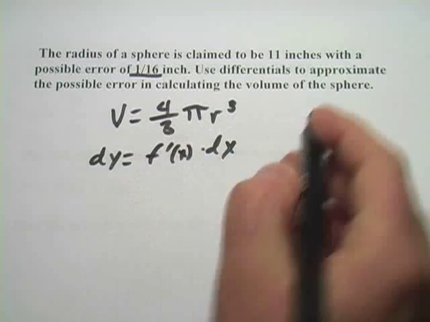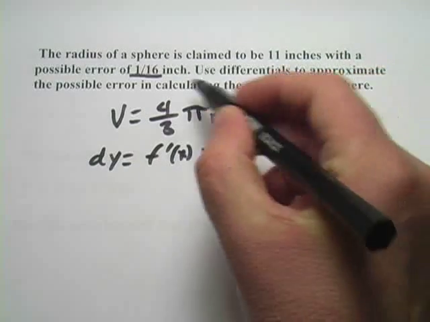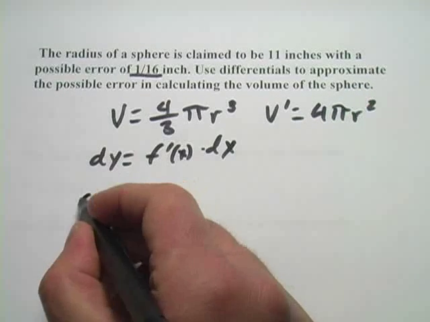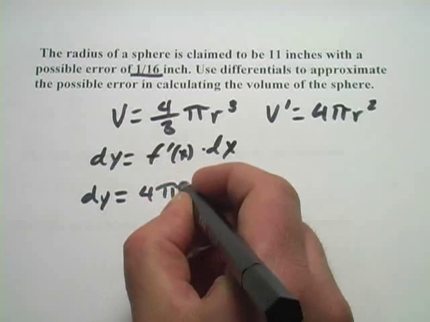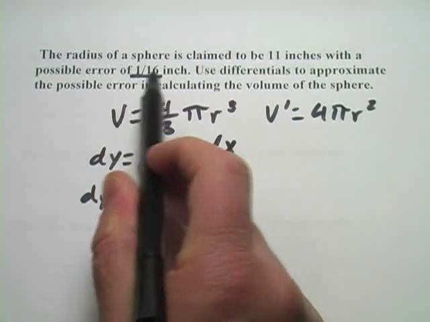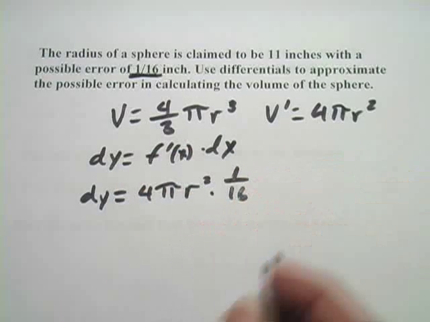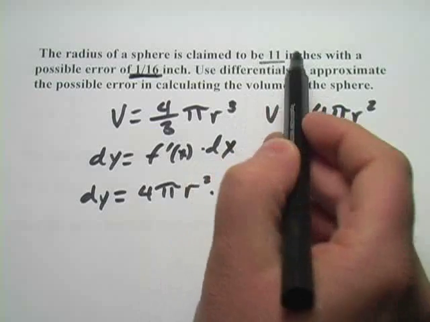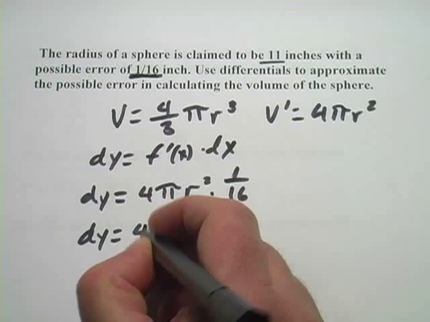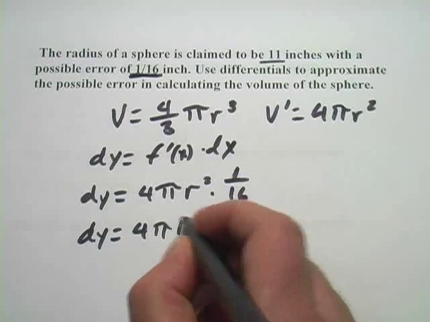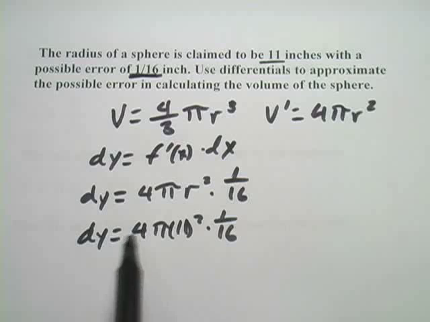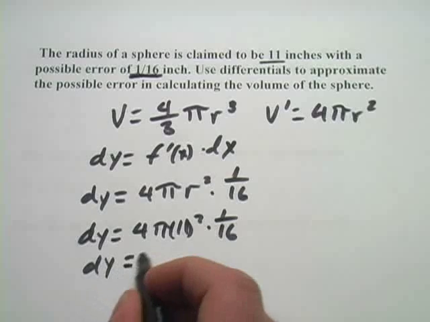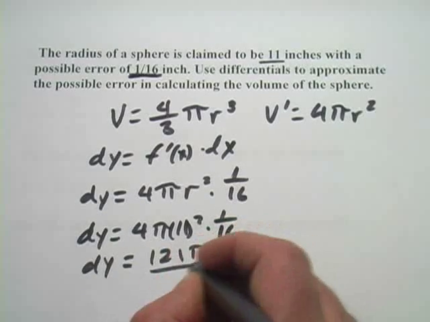So let's take the derivative of this function. So v prime is, well, 3 times 4/3 would just be 4 pi r squared. And we can go ahead and plug this in now. dy equals 4 pi r squared times dx. And the dx is the change here in x, which is 1/16. And r is actually going to be 11, because that's what the radius is supposed to be. So let's plug those numbers in. 4 pi times 11 squared times 1/16, and we can simplify a little bit here. 4 and 1/16 would just be 1 over 4. 11 squared is 121. So we should get 121 pi over 4.